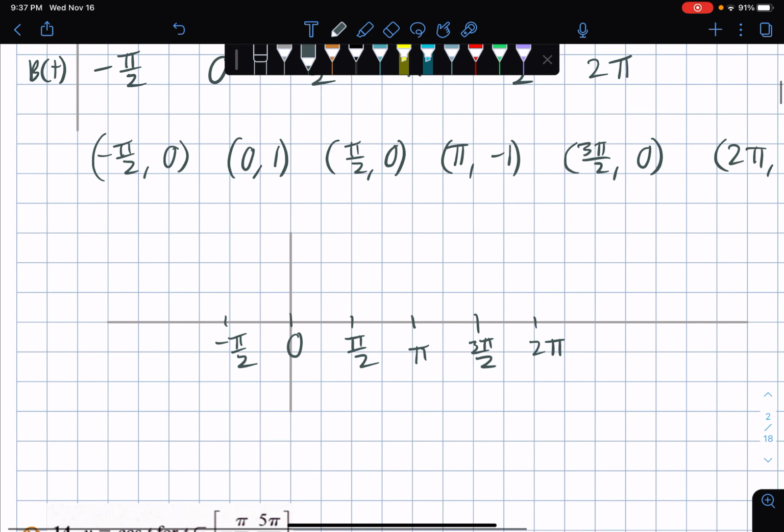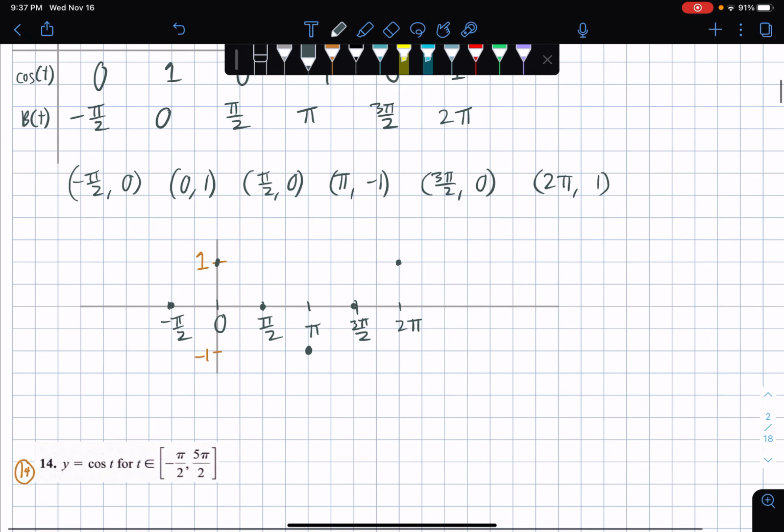Now, let's list the amplitude. Positive 1 here. Negative 1 here. Negative pi over 2 and 0 is located here. 0, 1 here. Pi over 2 and 0 there. And the rest goes on.